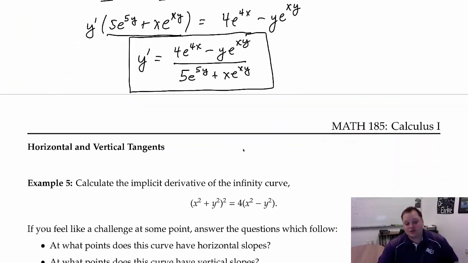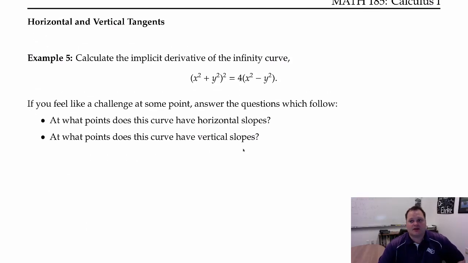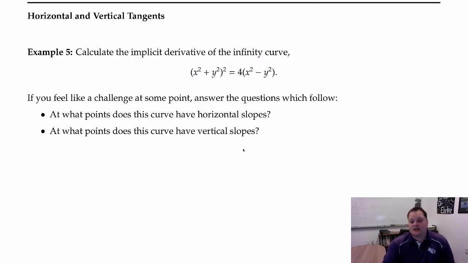What I would like to do now is look at a problem that involves finding points of tangency. So I have a curve here that I want to calculate the implicit derivative of. And I want to look at what points that curve has horizontal slopes and at what point that curve has vertical slopes. But first I want to talk about what horizontal slopes and vertical slopes mean.